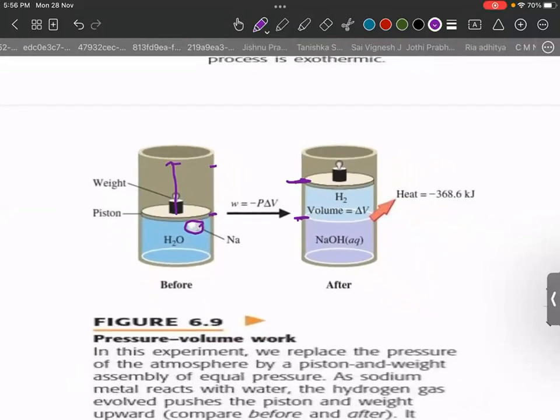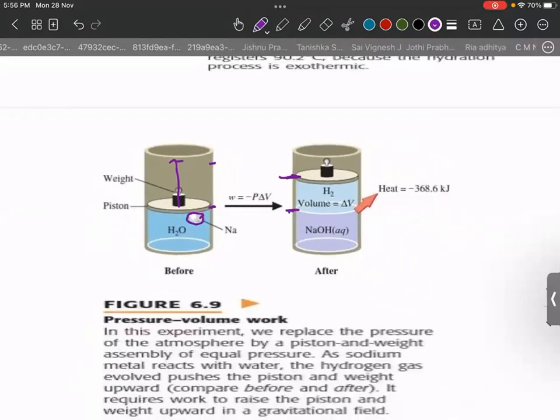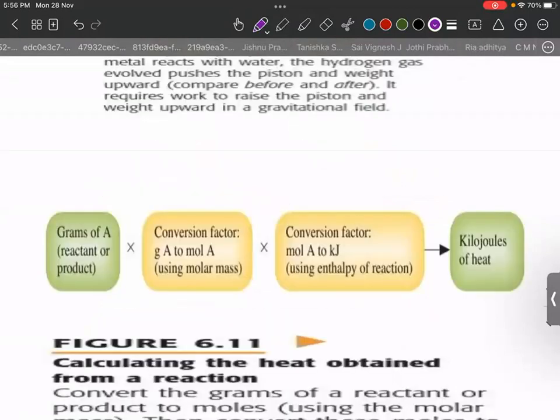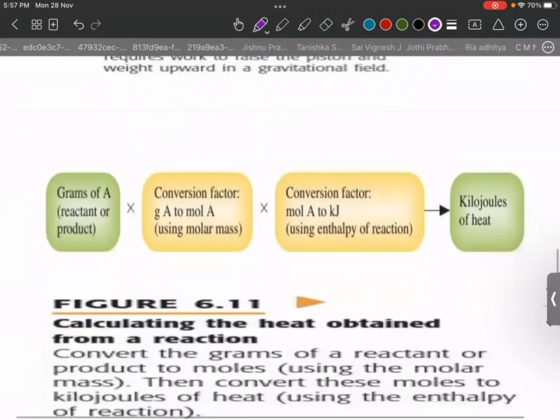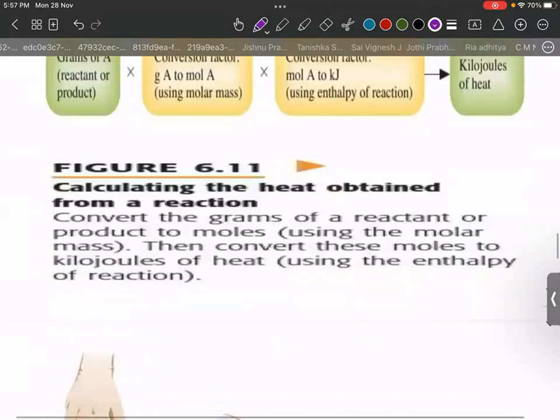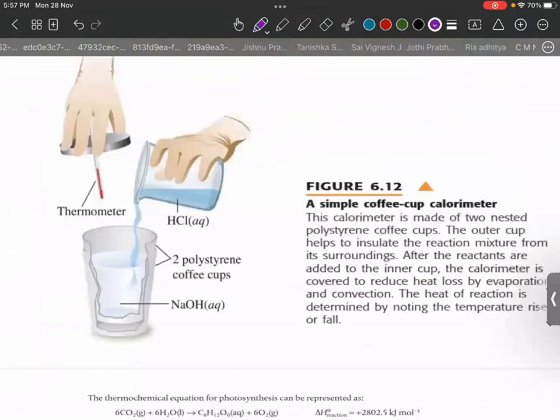So generally how do they calculate energy? You take the reaction, then do the molecular mass, then the conversion factor. Because when it involves heat energy, initially what is the heat, finally what is the heat; the difference between these two gives the enthalpy. What is enthalpy, we are going to learn shortly. If you multiply these factors, it gives how much energy is given out.